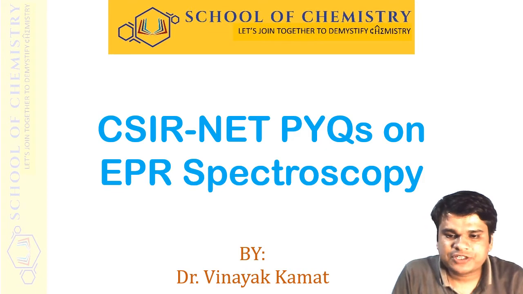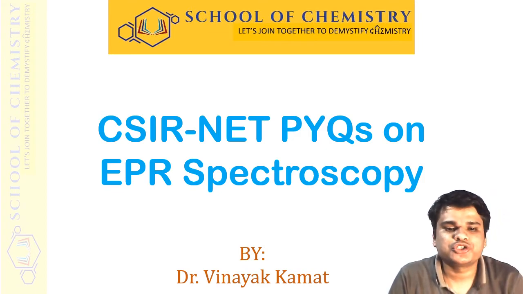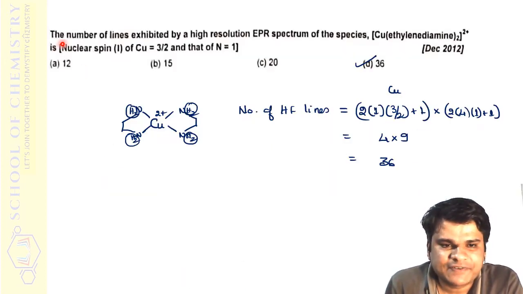In this video, we shall see solutions for all the previously appeared EPR NET questions on EPR spectroscopy. First question, it is very simple. What they are asking here is the number of lines exhibited in the high resolution EPR spectrum of the copper ethylene diamine species. Copper ethylene diamine twice this species.